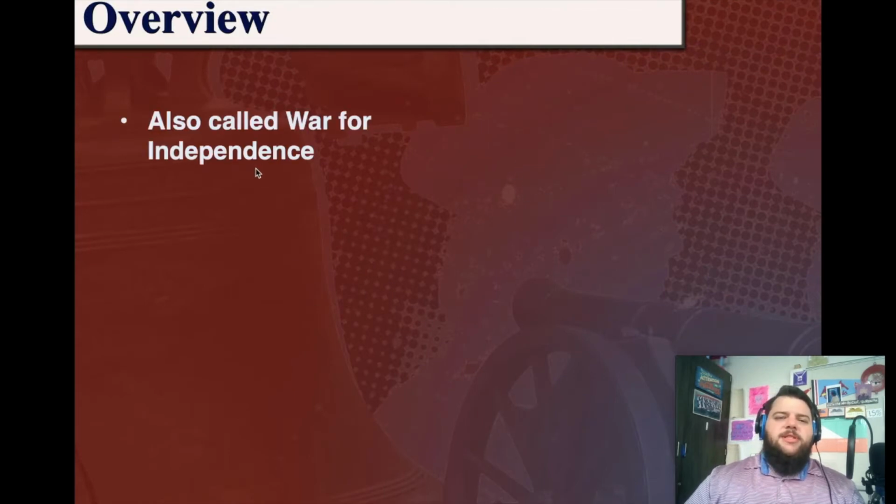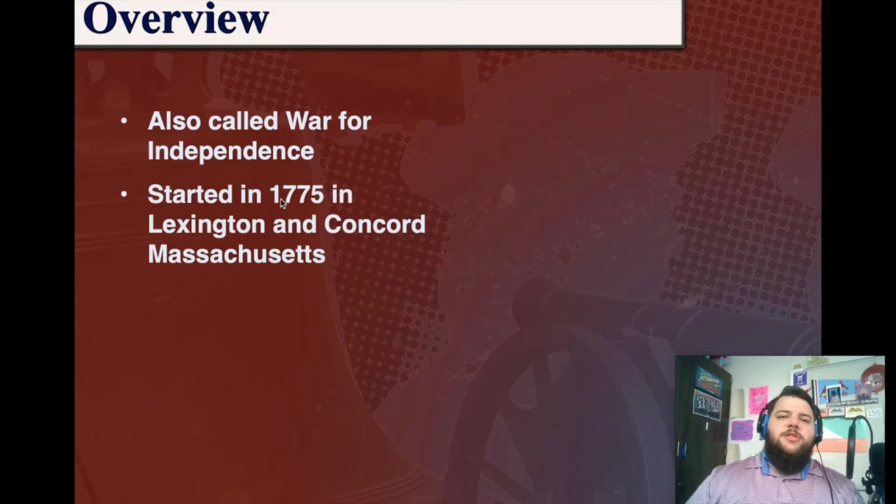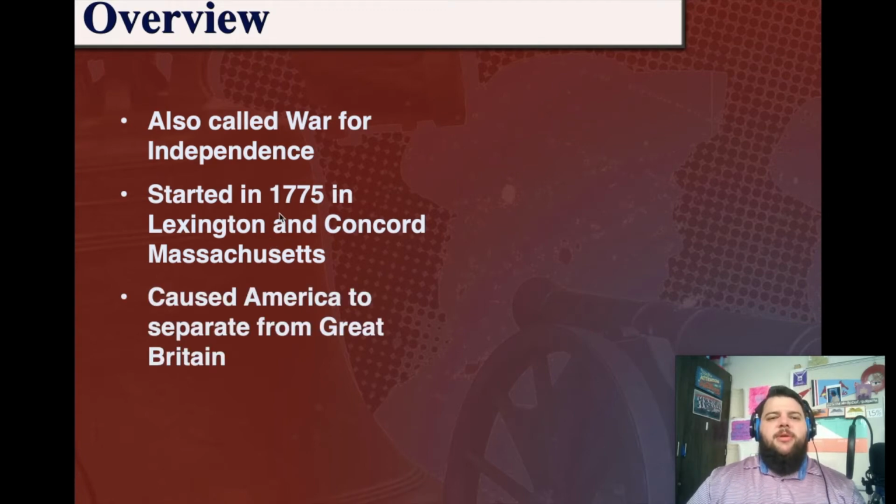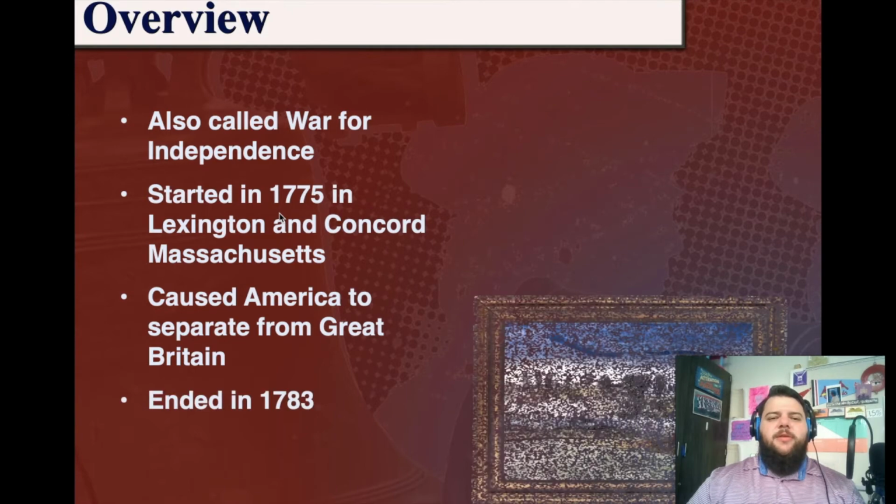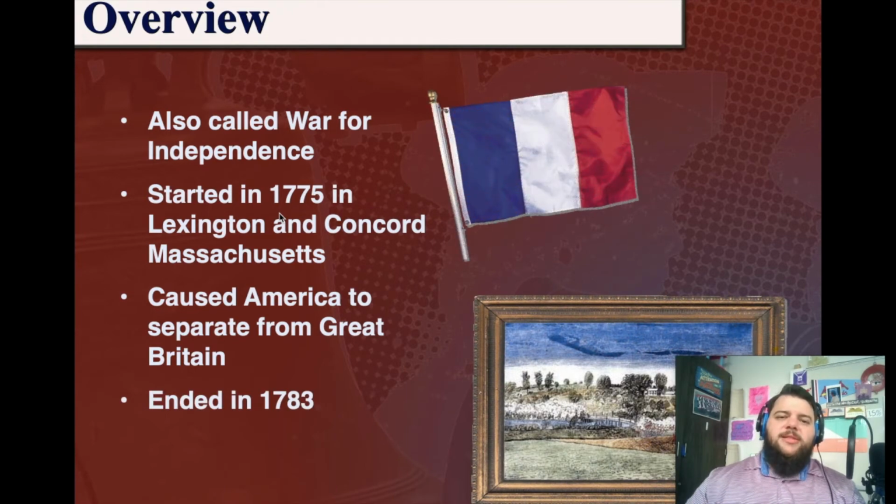The American Revolution is sometimes called the War for Independence. We know that it's not the same thing because the American Revolution starts in 1775 in Lexington and Concord, Massachusetts. The War for Independence, however, starts July 4th, 1776, when the Declaration of Independence is actually passed through the Second Continental Congress. And the American Revolution is what causes America to separate from Great Britain. This ends in 1783, which means that this war is an 8-year war, which means it's actually closer to a 7-year war than the 7 Years' War was.